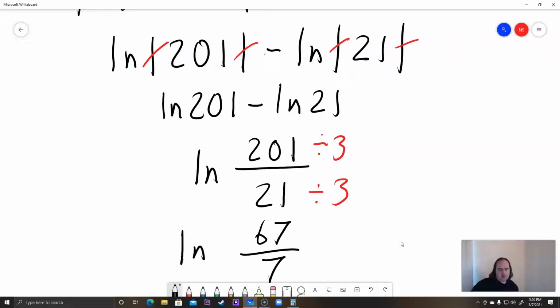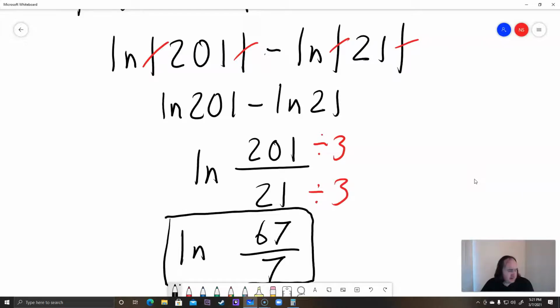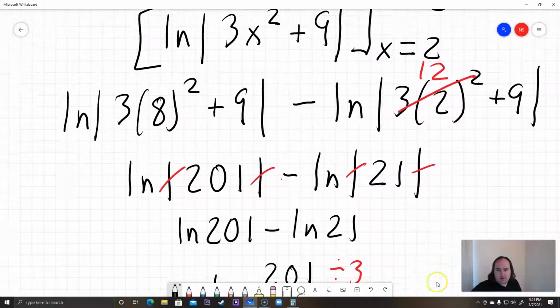But then if you think about your times tables, 7 does not go into 67. So that means we can't simplify it anymore. So our answer is going to be ln of 67 over 7. And they actually put parentheses around the fraction because it's kind of big. Okay? All right, so that's the first example. Technically a Calculus 1 problem, but still good to watch in case you don't remember how to do that.